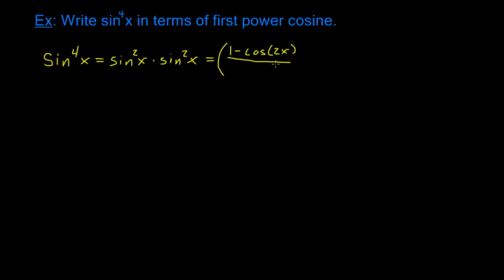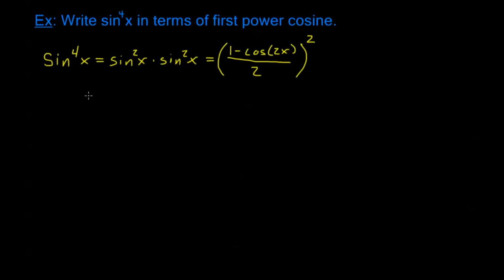Write sine to the fourth x in terms of first power cosine. So let's try to work this one out. So sine to the fourth x, we can write this as sine squared x times sine squared x. And now plugging in my reducing power formula for sine squared x, I know that this is 1 minus cosine 2x over 2 times 1 minus cosine 2x over 2, or we could just write this as squared.